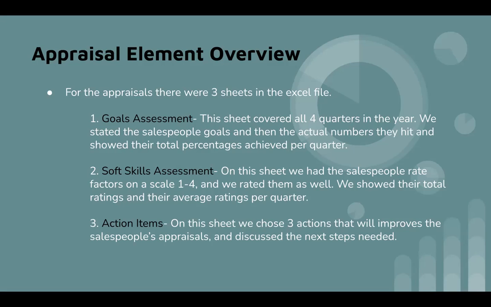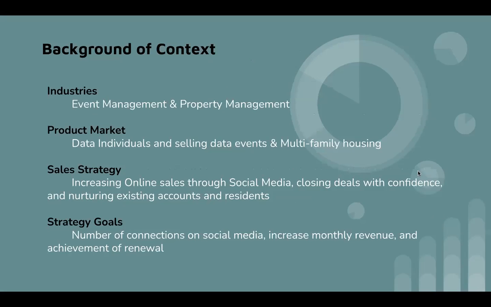And for the second sheet, this was the soft skills assessment. On this sheet, we had the salespeople rate factors on a scale of 1 through 4, and we rated them as well. We showed their total ratings and their average ratings per quarter. And the last sheet is going to be action items. On this sheet, we chose 3 actions that will improve the salesperson's performance appraisal, and then we discussed the next steps needed.